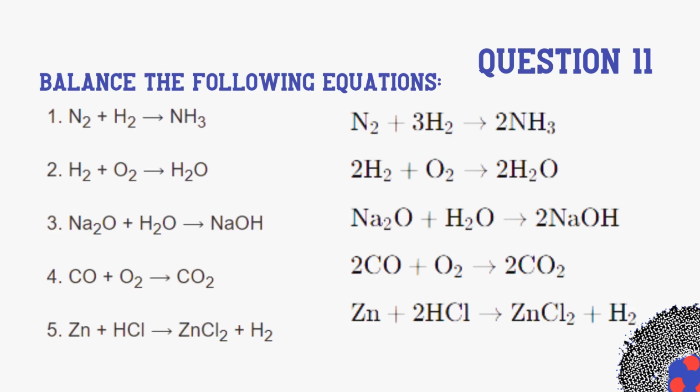Equation 3. Sodium oxide reacts with water to form sodium hydroxide. The unbalanced equation is Na2O plus H2O gives NaOH. We need 2 molecules of NaOH to balance the equation. The balanced equation is Na2O plus H2O gives 2NaOH. Equation 4. Carbon monoxide reacts with oxygen to form carbon dioxide. The unbalanced equation is CO plus O2 gives CO2. This equation is already balanced as written. CO plus O2 gives CO2.